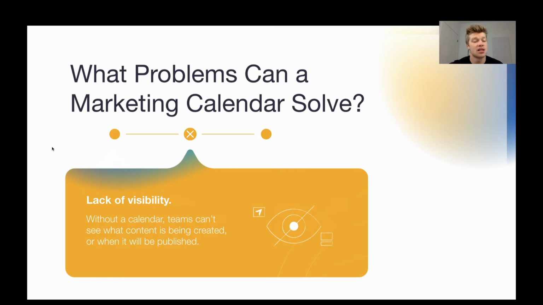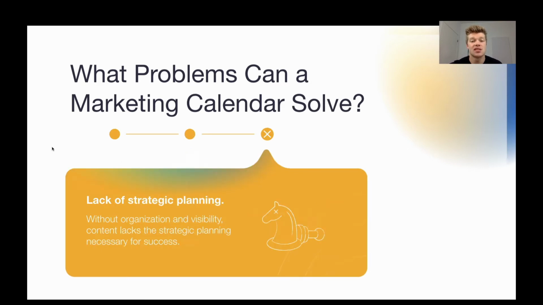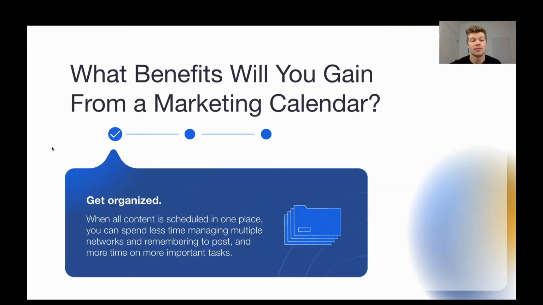Without a calendar, it's also hard for team members to know what they're responsible for and when it needs to be done. It can also be challenging to quickly show bosses, clients, or other stakeholders what's being worked on and to show what the marketing team is actually getting done. It's always nice to have that proof that you're really getting stuff done. Lastly, without a calendar, it can be tough to strategically plan and organize the execution of marketing projects in advance.